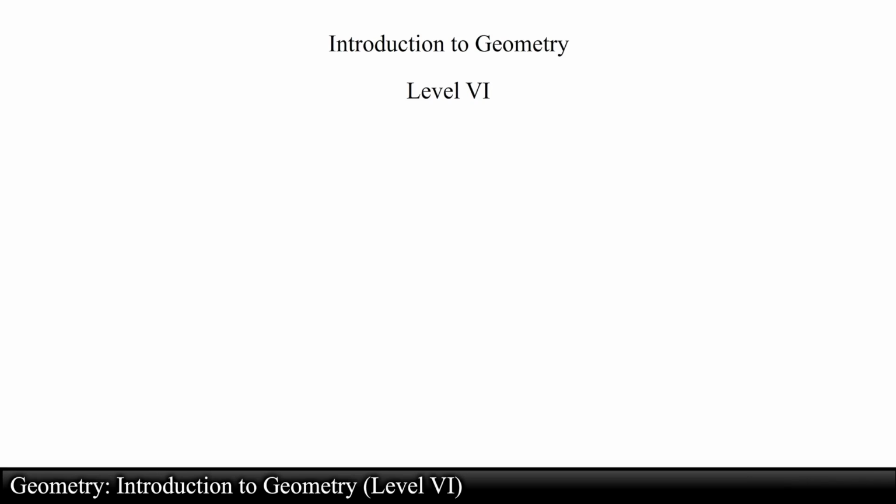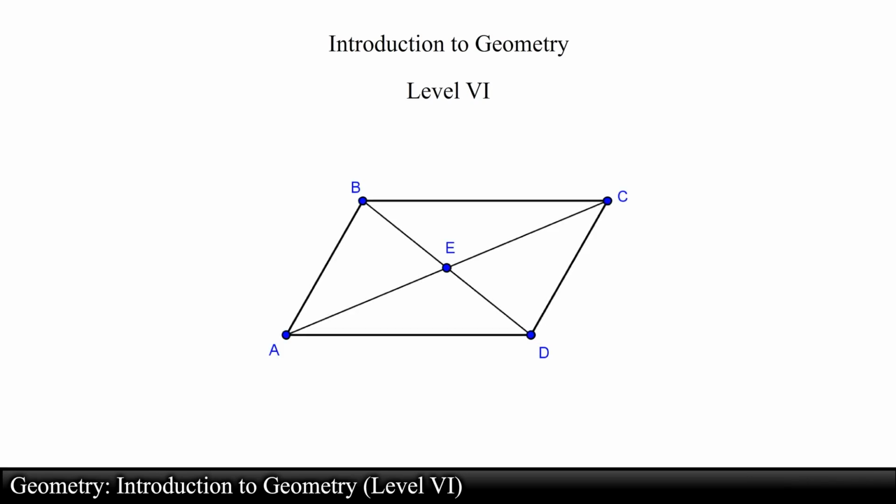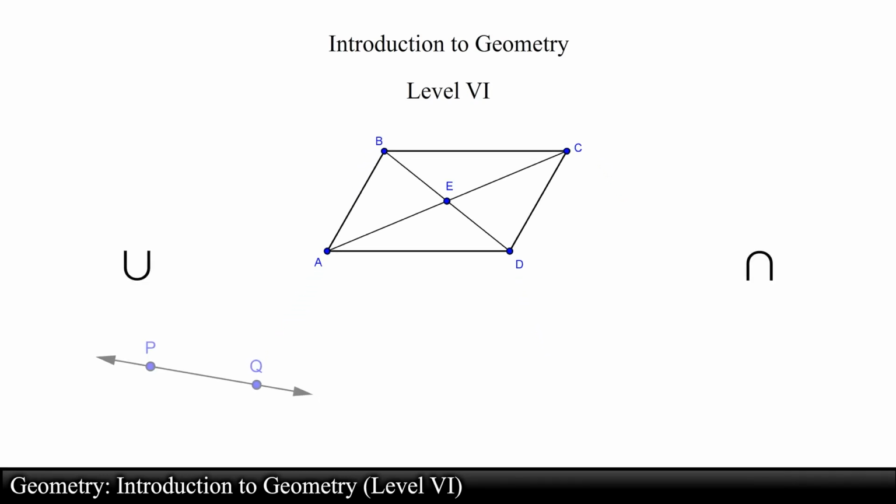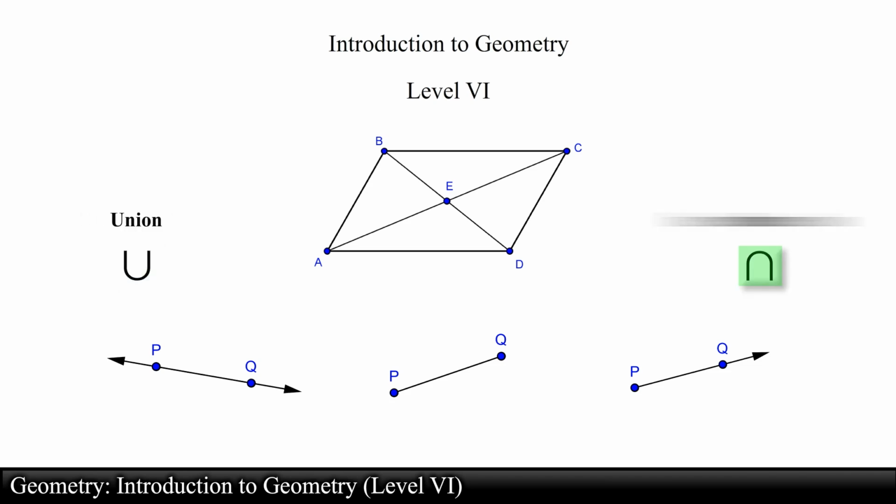Introduction to Geometry, Level 6. In this video, we're going to use the following figure to find the union and intersection of various lines, line segments, and rays. Recall that the symbol for denoting the union of two sets is this U-shaped symbol. It is essentially a U for union. The symbol for the intersection of two sets is an upside-down U.